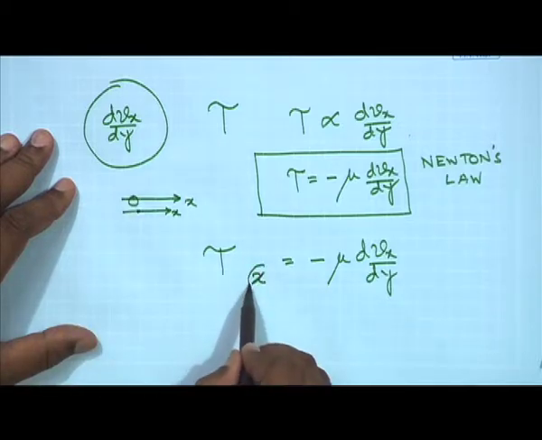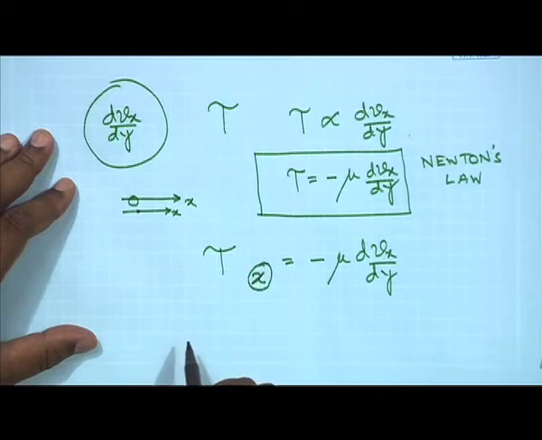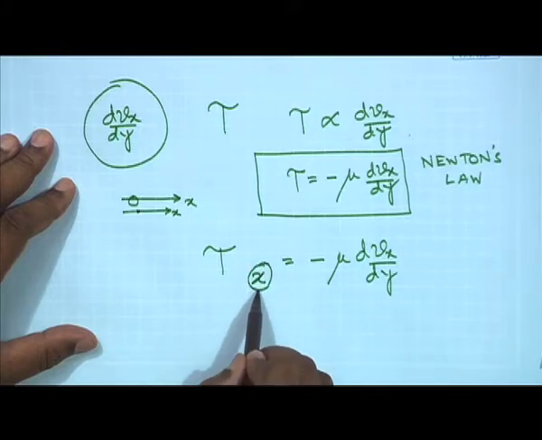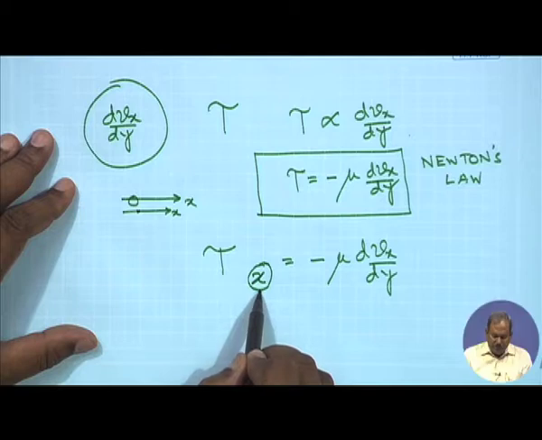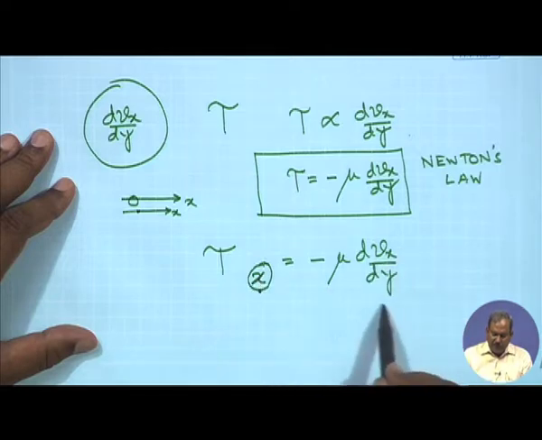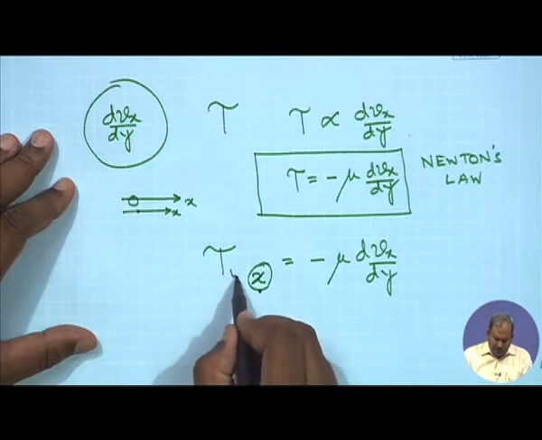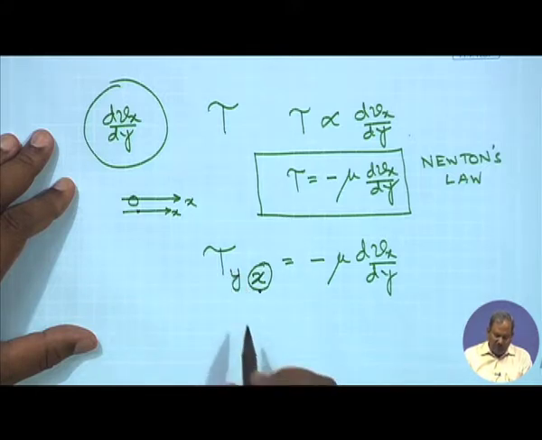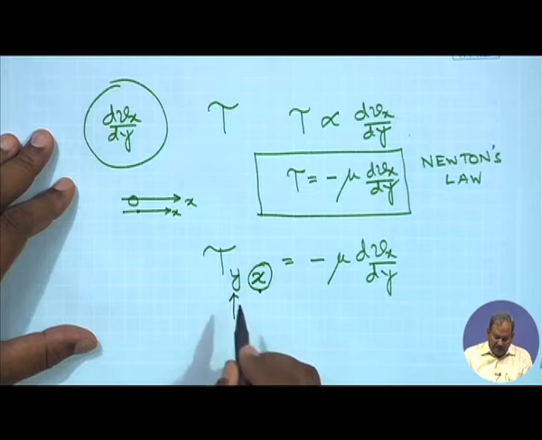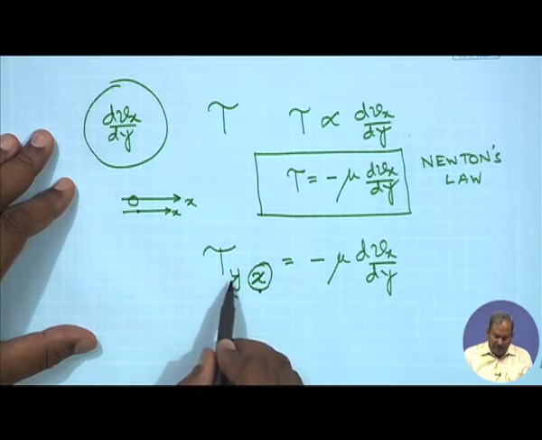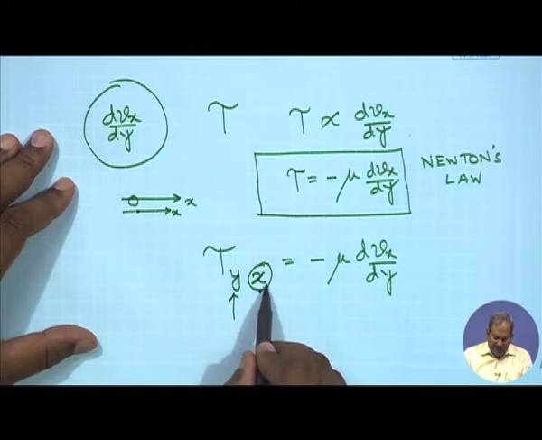So that's why the subscript x on tau denotes which momentum, which directional momentum we are talking about. So it's the x momentum that gets transported because there is a variation in velocity in the y direction. So the first subscript of tau denotes the direction in which the momentum gets transported, and the second subscript denotes the directional momentum that we are talking about.